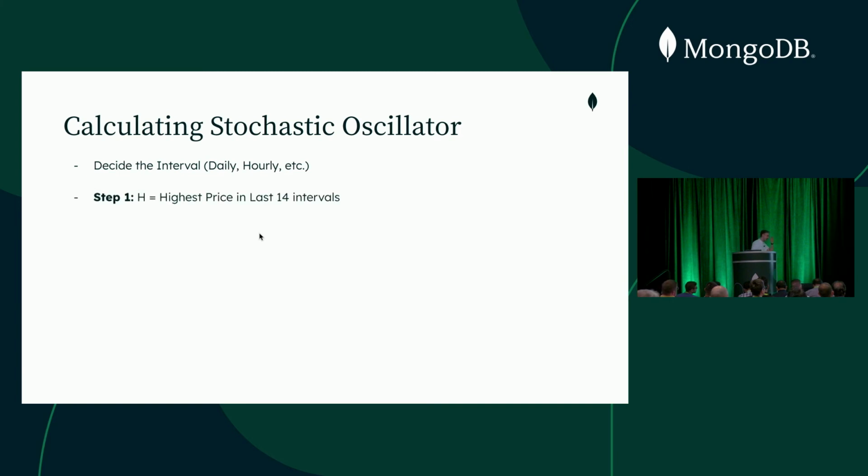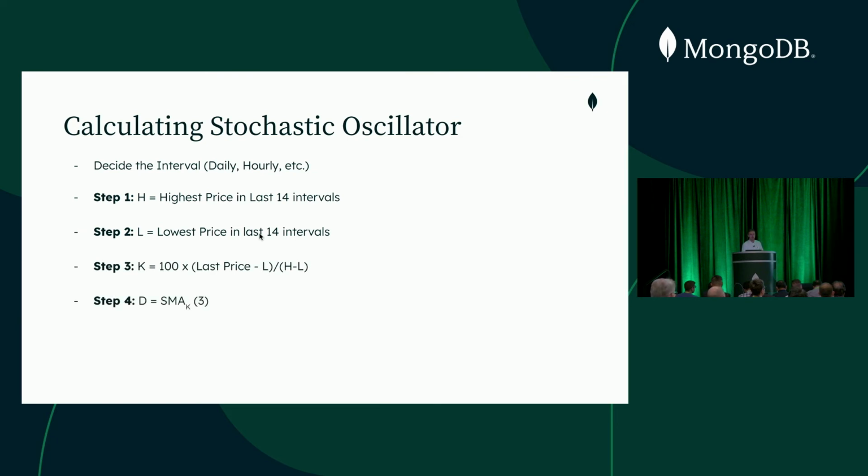After that, you need to get the highest price in the last 14 intervals. So if you decided on daily processing, then you need to get the last 14 days, the highest price in the last 14 days, and the lowest price in the last 14 days. Okay, you have two variables. After that, you do some arithmetic operation and end up with a value K. Then you will get a moving average. And after that, you will have two variables, the K and D values.